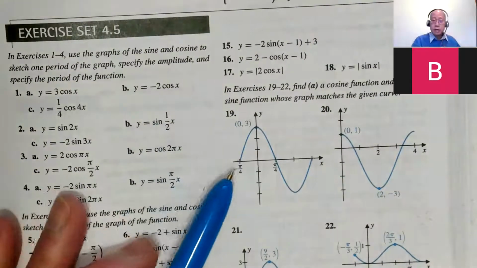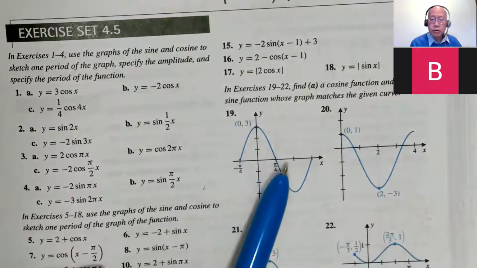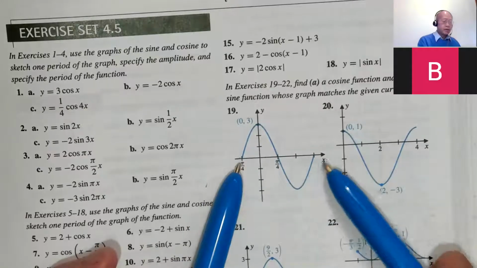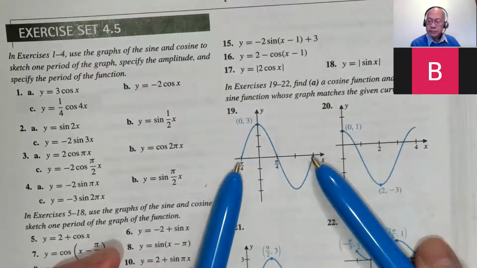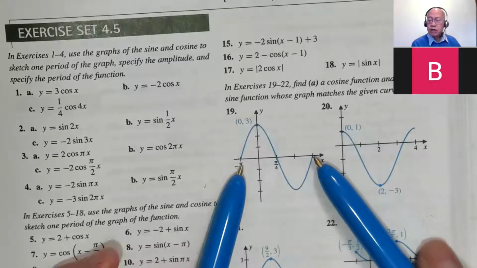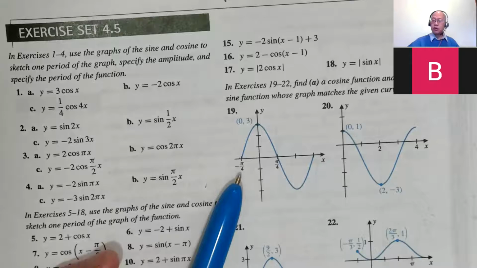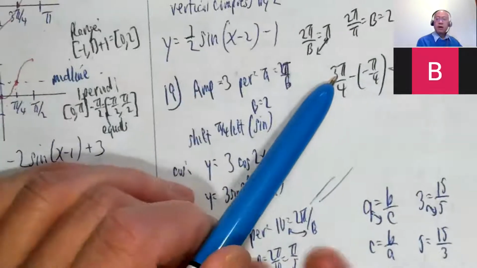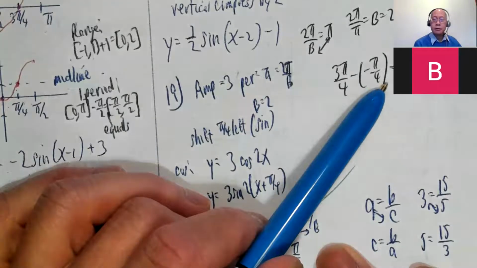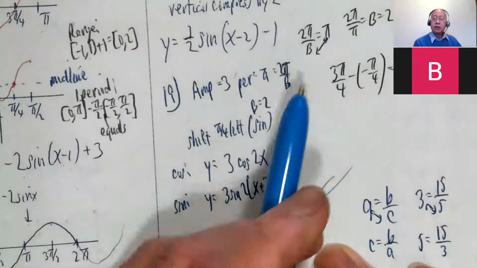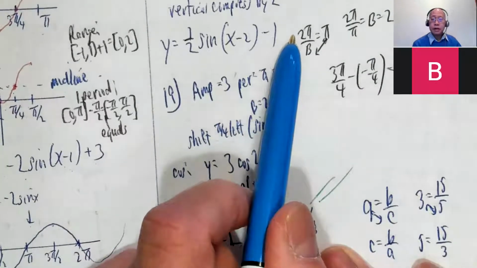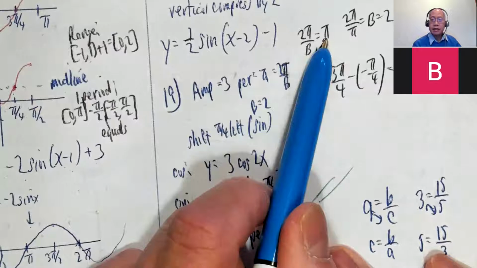What's the period? Negative pi over 4, 0, pi over 4, 2 pi over 4, 3 pi over 4. All right, so one period is from here to here. How far is it from here to here? Well, it's the difference between 3 pi over 4 and negative pi over 4. 3 pi over 4 minus negative pi over 4 is 4 pi over 4, which is pi. So the period is pi, and I know the formula for the period is 2 pi over b. In other words, 2 pi over b is my pi.